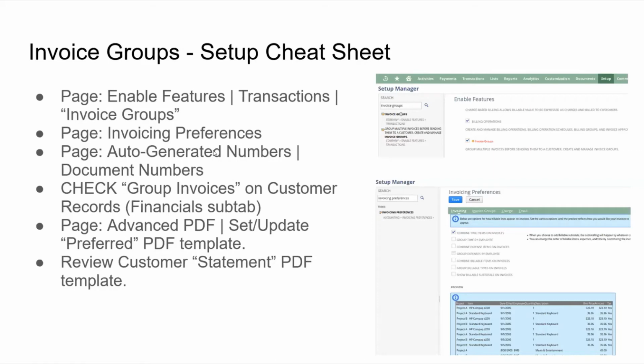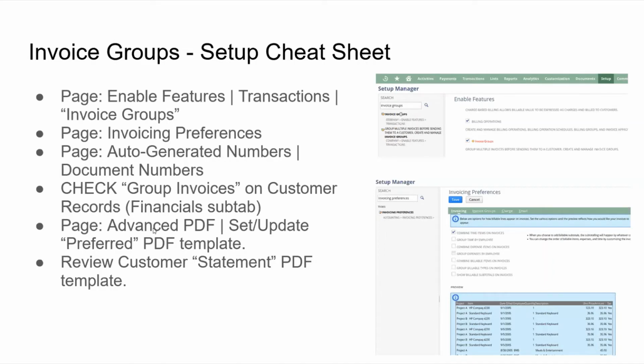So after you've set your document numbers, which I would recommend putting a prefix of like INVGRP, this is where you really start turning things on. On your customer records, you will see under the financial subtab a new checkbox labeled group invoices. This is what hints to NetSuite that you want this customer to use invoice grouping. So if you wanted it for all of your customers, you'd probably have to do a mass update or CSV update.